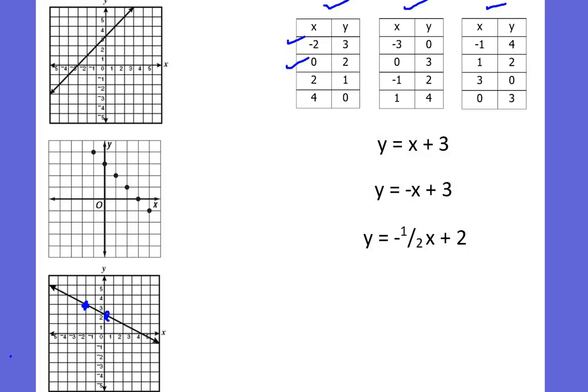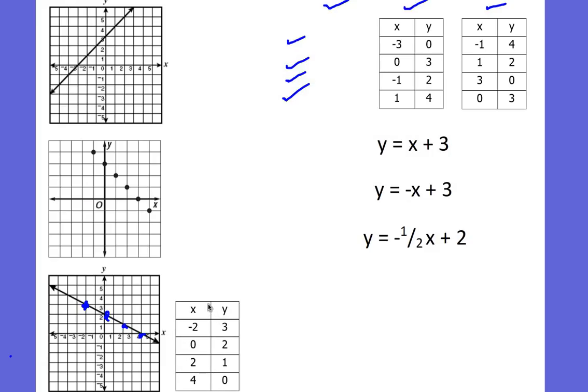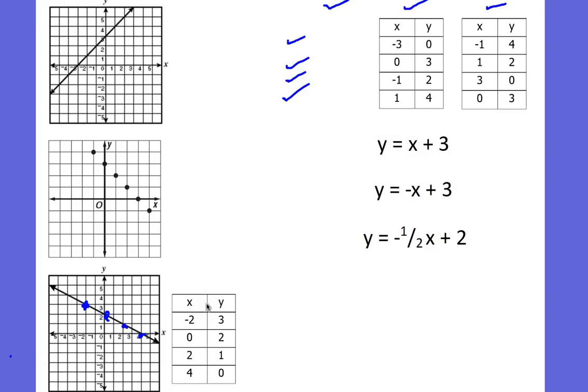Then I'm going to go 2, 1, which is right here. That worked. And then 4, 0, which is right there. So that one worked. Now what I'm going to do is take that table and move it right here, because those two definitely go together. So now I'm going to check this next table.